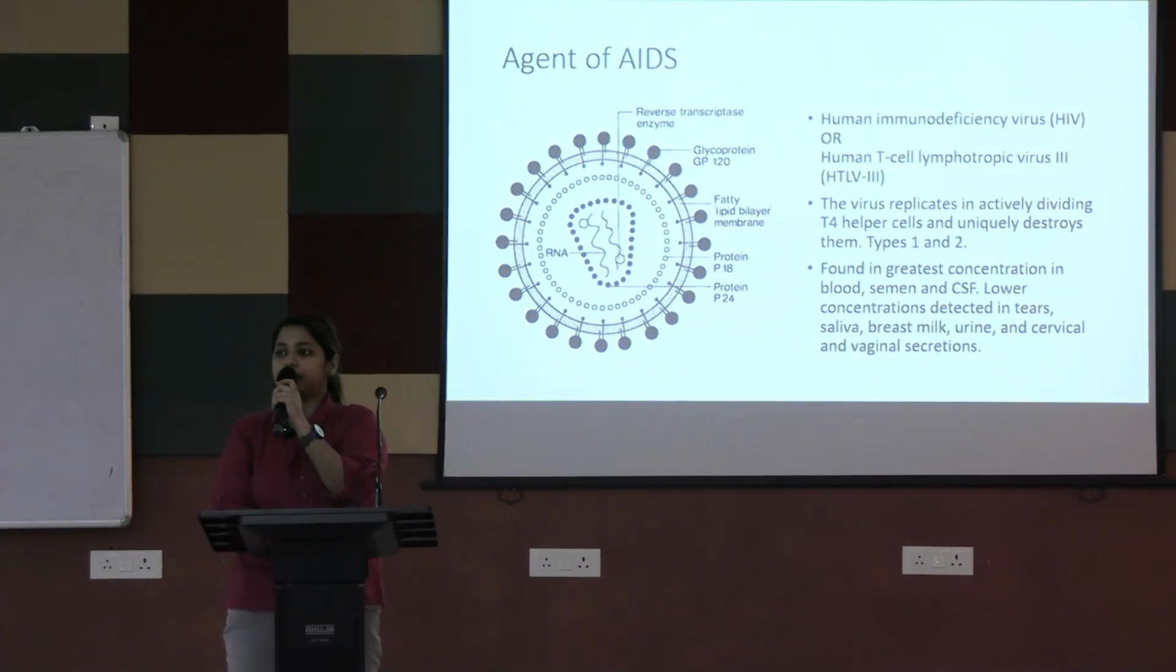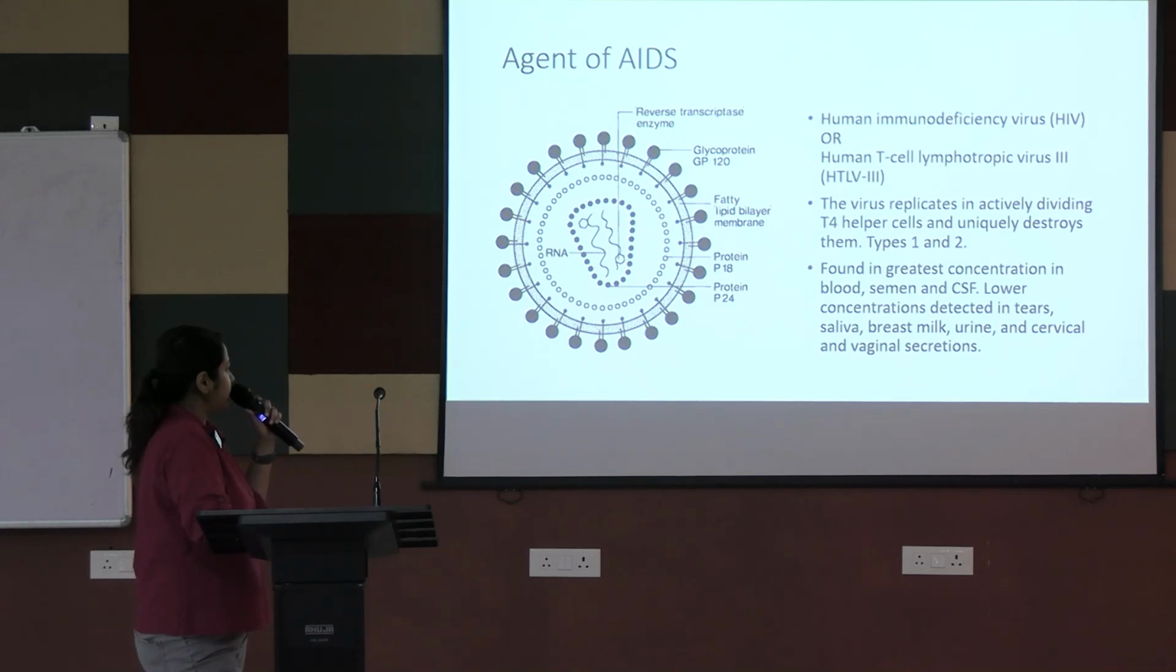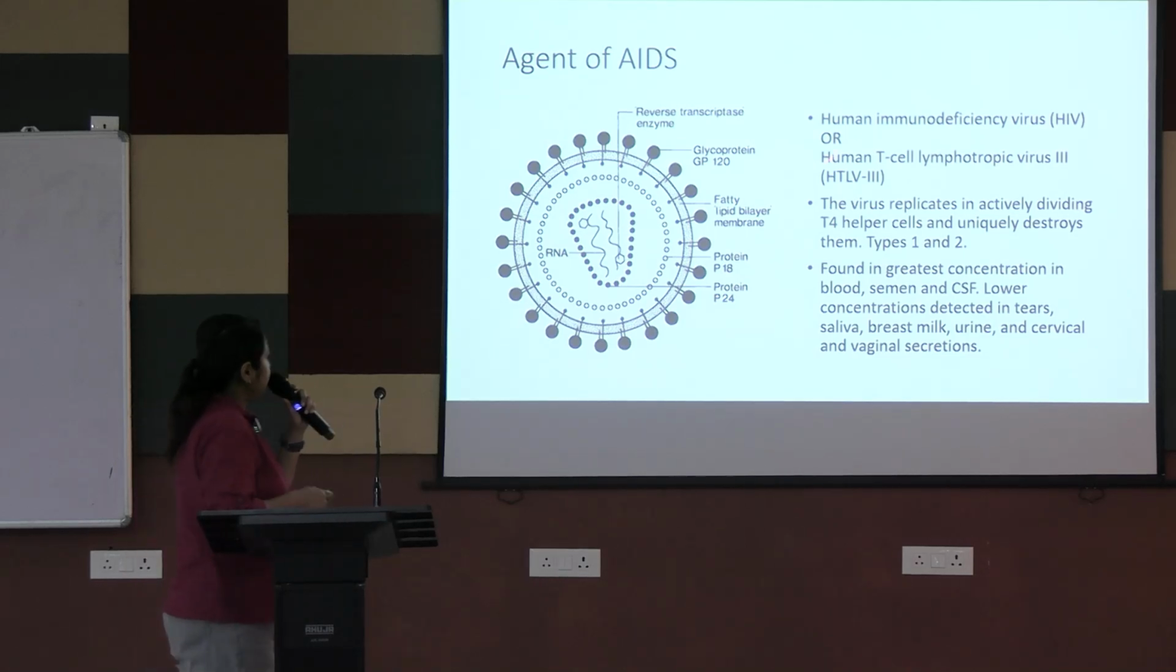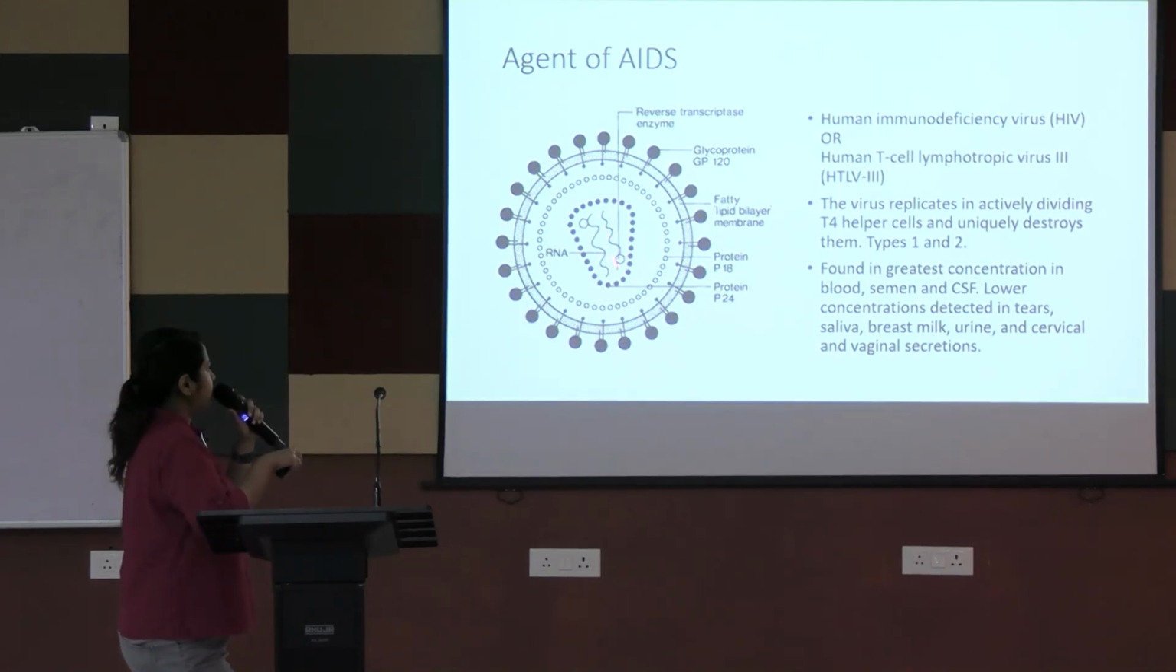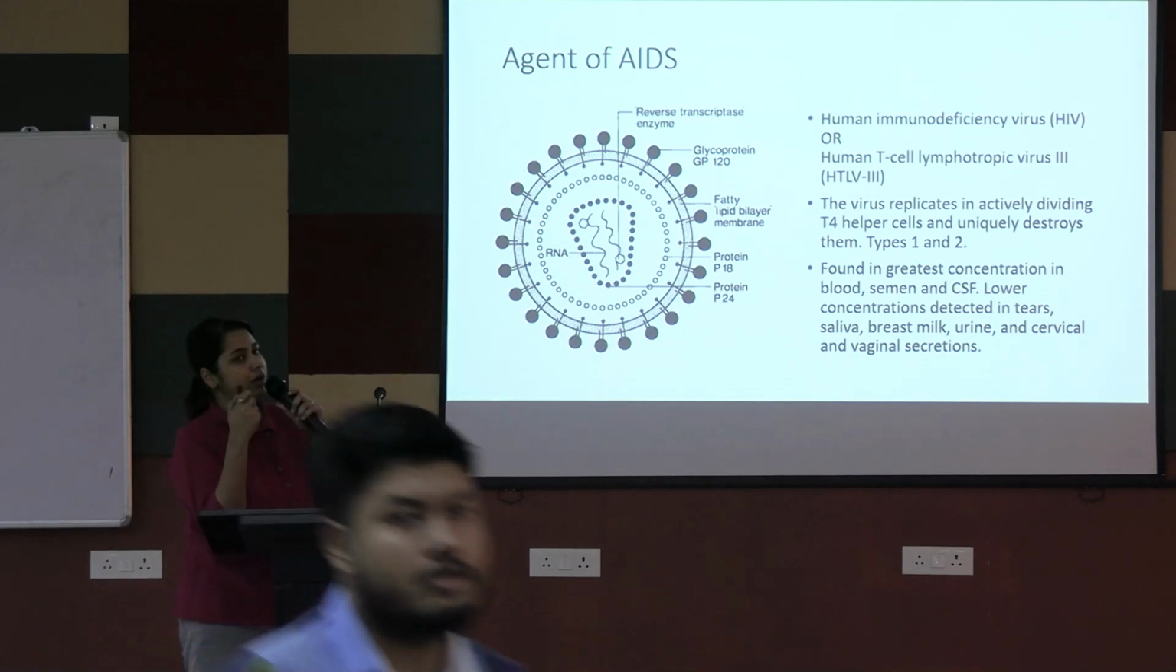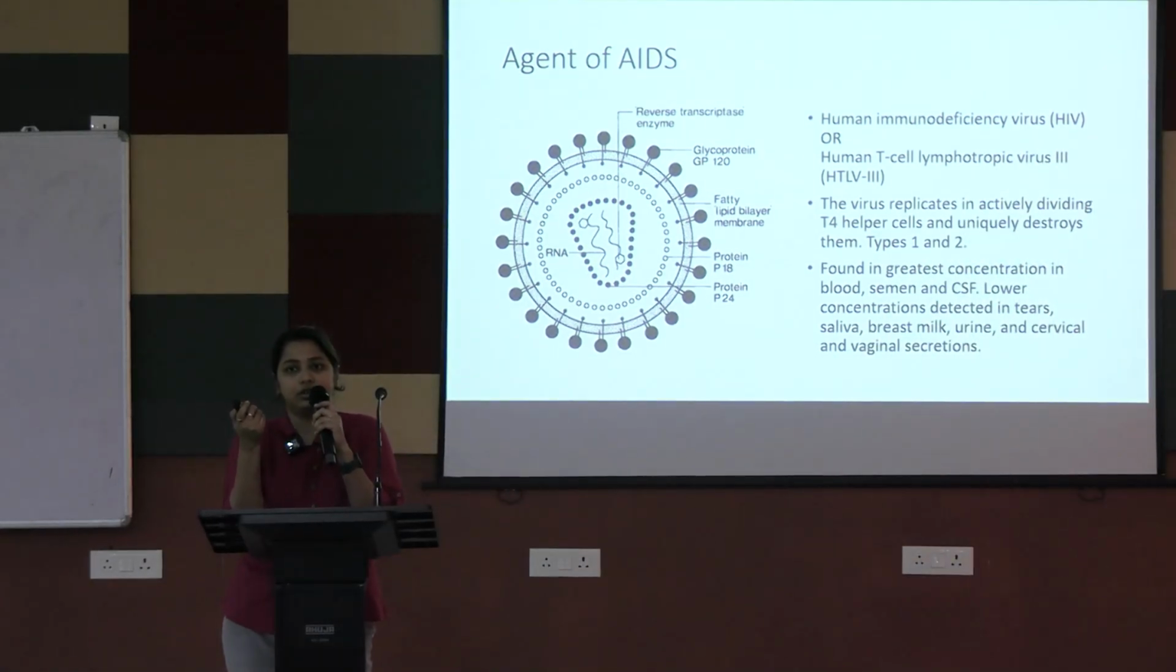So it's an RNA virus. As you can see, there is an enzyme attached to this RNA. What is that? Reverse transcriptase enzyme. Usually what happens? If there is a DNA virus, it is transcribed to RNA and then the virus starts working. Usually that is in case of DNA virus.